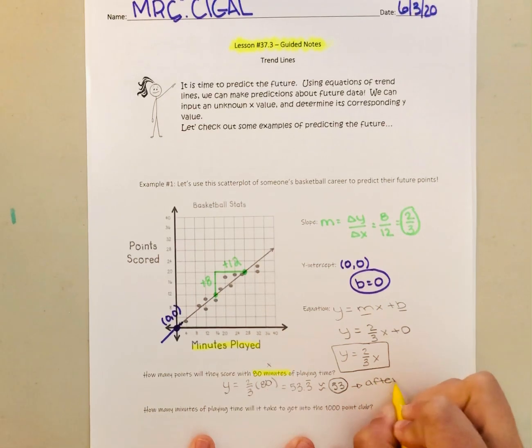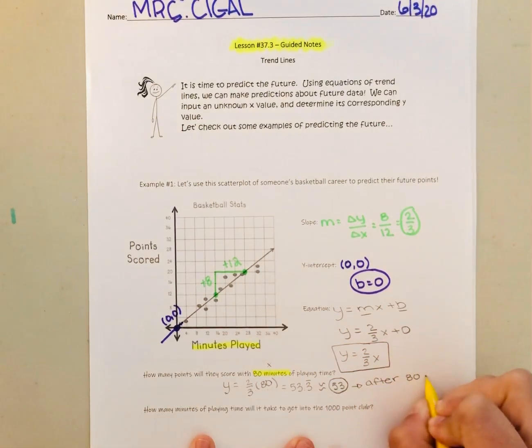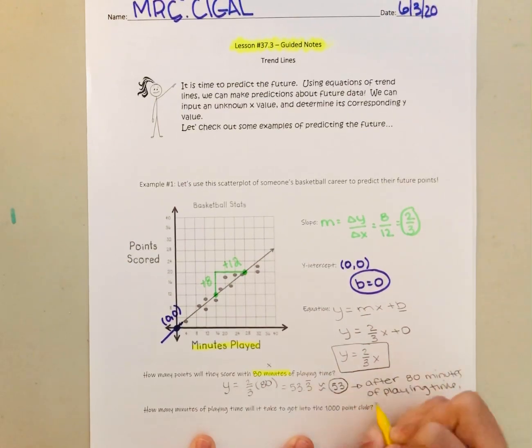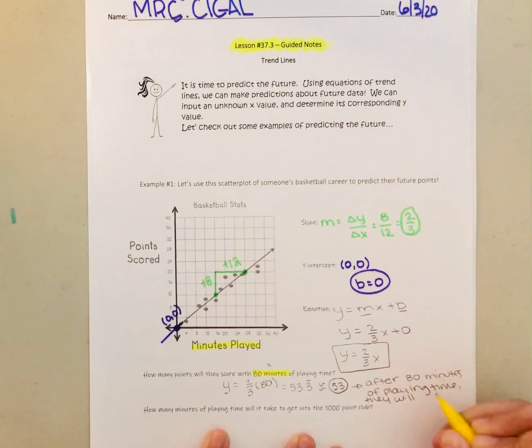I'm just going to write that in a sentence. After 80 minutes of playing time, they could score, I'm going to say will, we're going to be positive here, about 53 points.